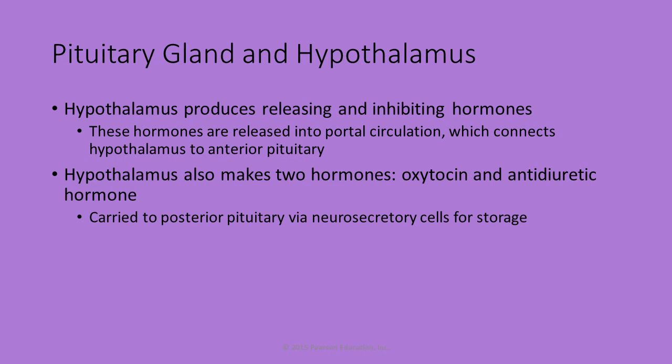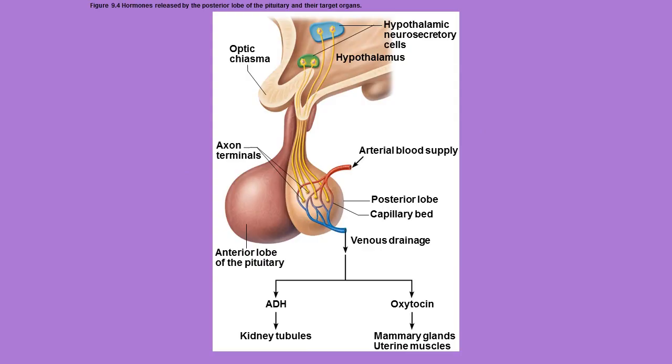It makes oxytocin and ADH, antidiuretic hormone. The hypothalamus makes these two hormones, but then it secretes them to the posterior pituitary where it's going to be stored. So the posterior pituitary doesn't make any hormones, but it stores and then secretes the hormones from the hypothalamus. So in this picture you can see where at the top you have the hypothalamus, and as I said, that connecting stalk from the hypothalamus to the pituitary is known as the infundibulum. And then you've got the posterior and the anterior lobes.